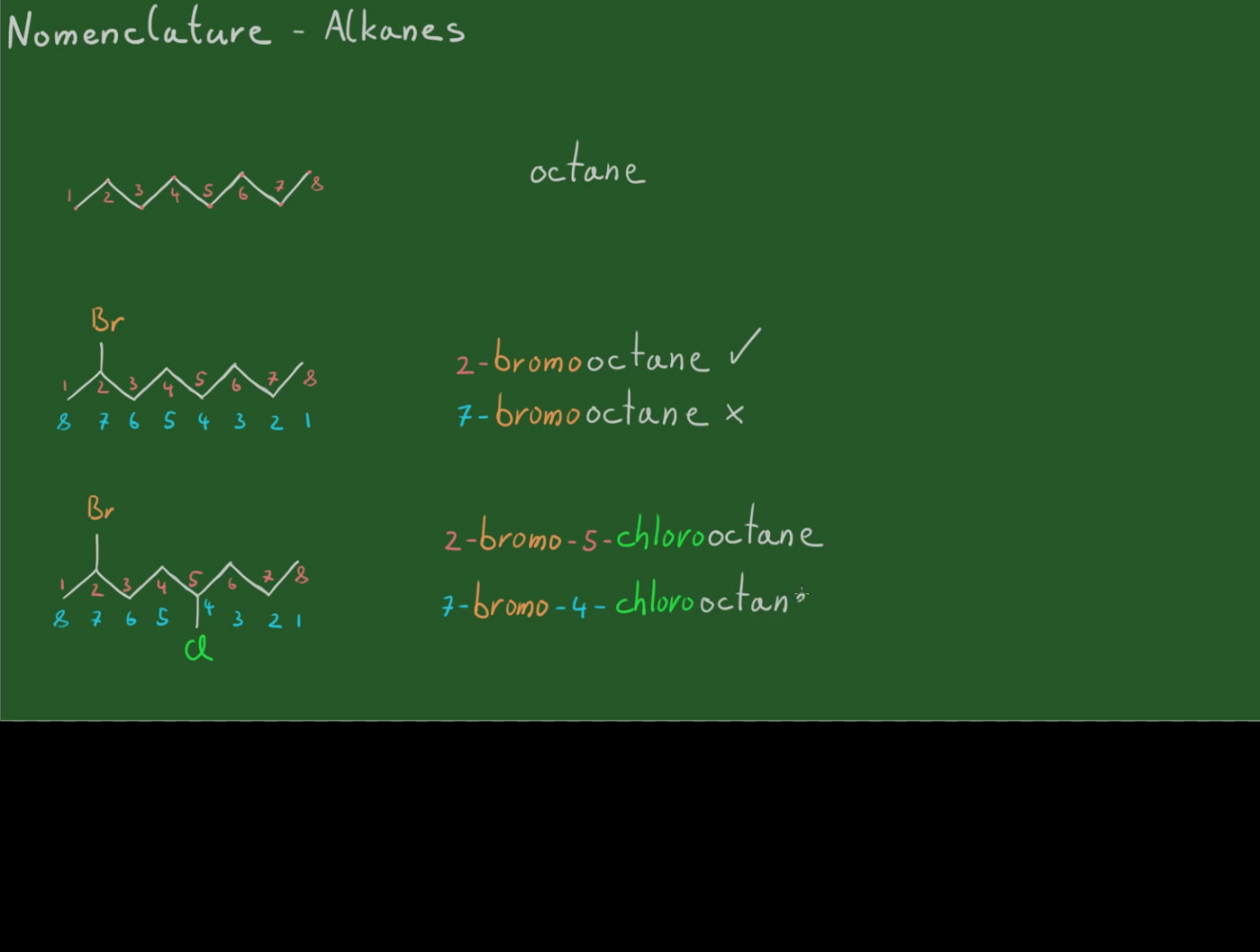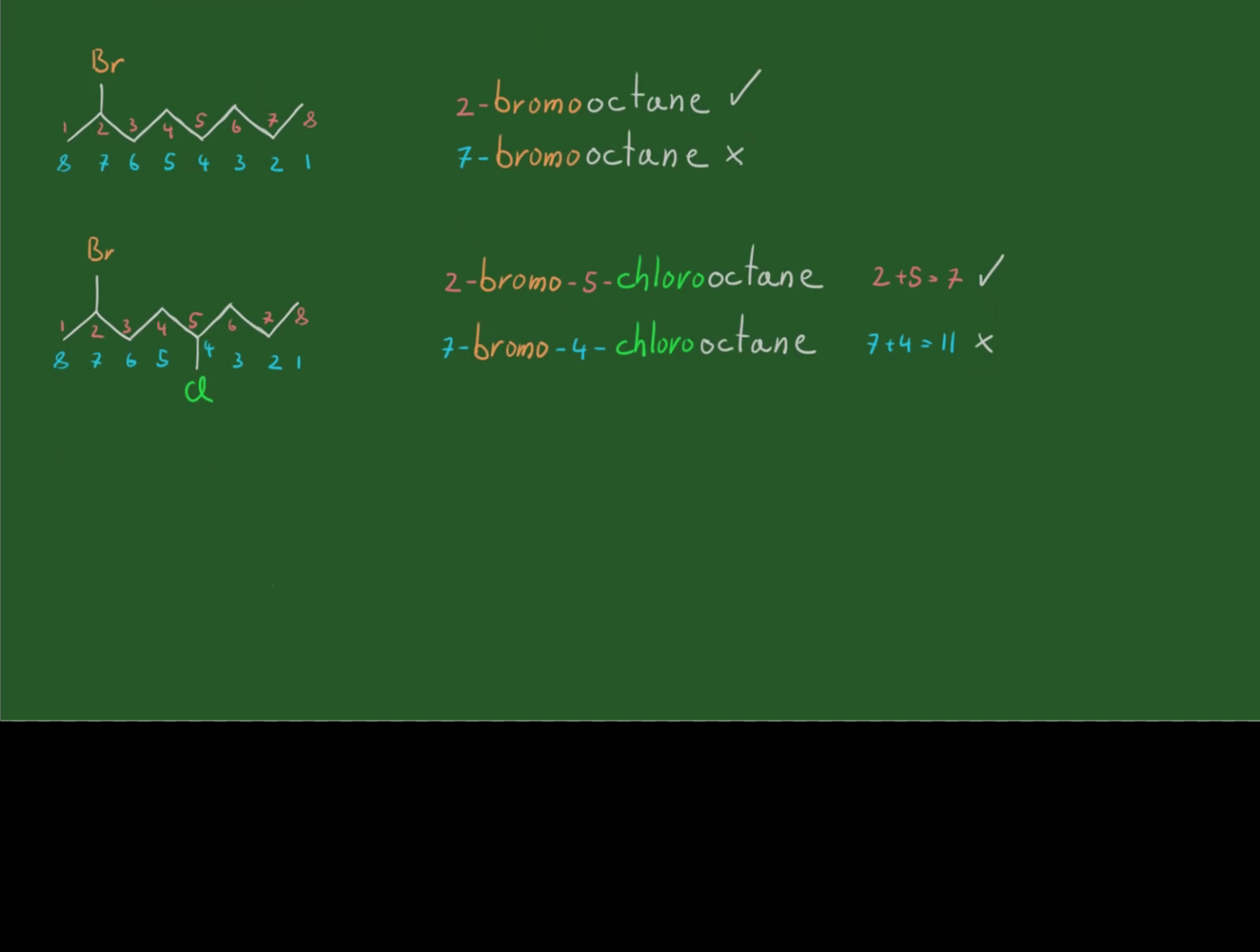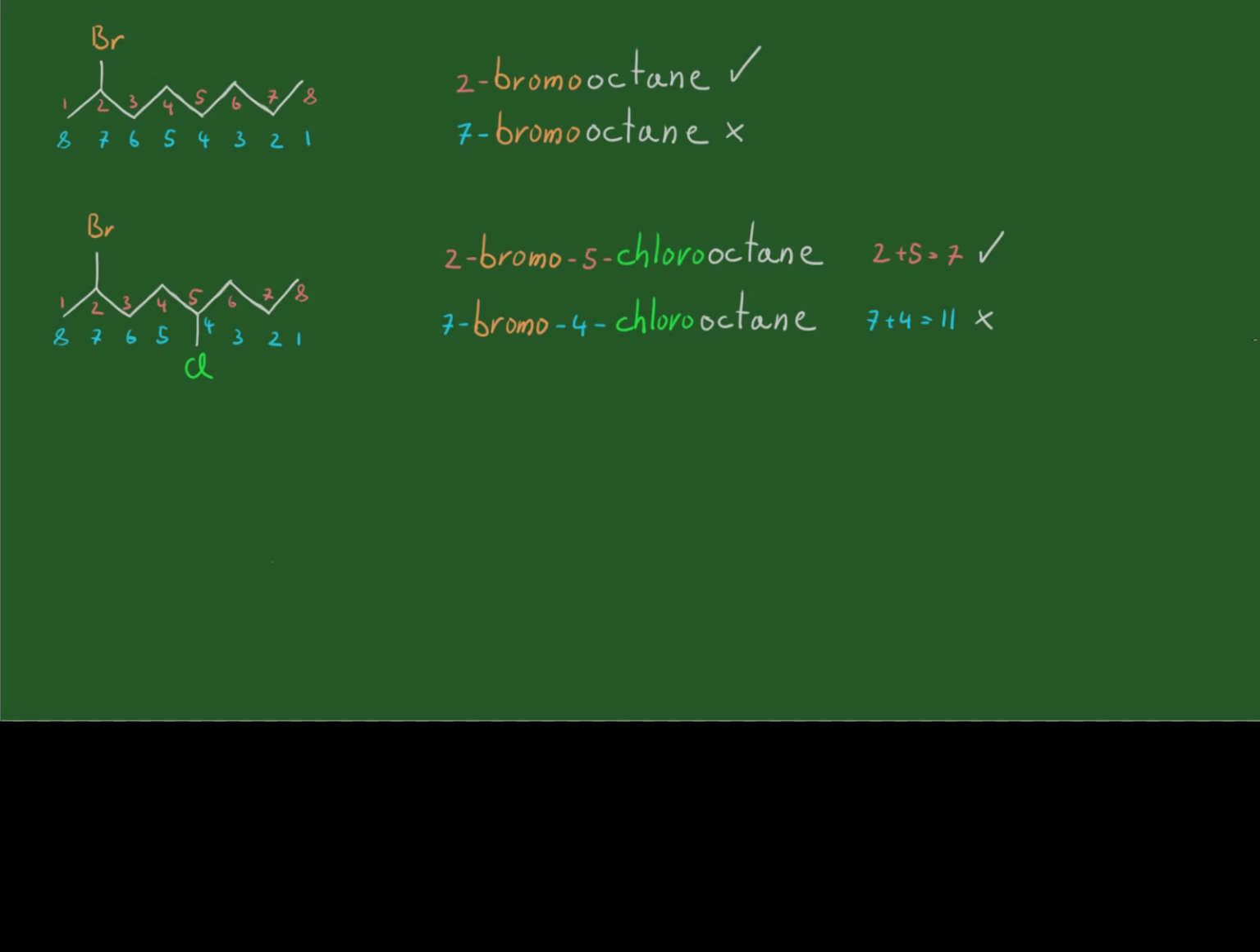Which one is the correct one? Well, once again, we look at the numbers. So up here, we have 2 plus 5, which is 7. And down here with the blue numbers, we have 7 plus 4, which is 11. So the lowest sum of all numbers is given by the red numbers. Therefore, that is the correct name. This one is not correct. Fantastic. Let's make it a bit more complicated.